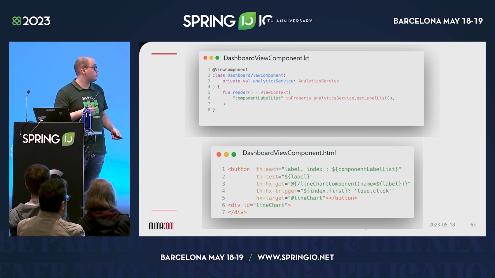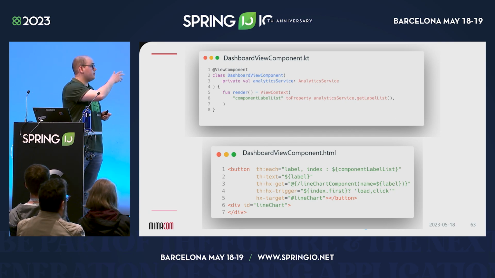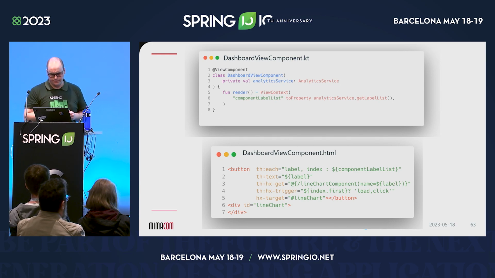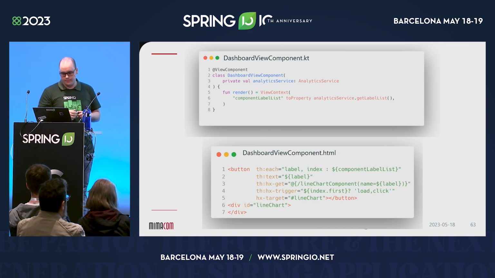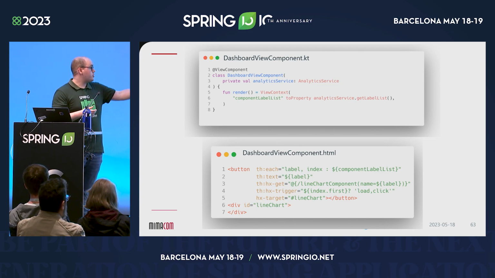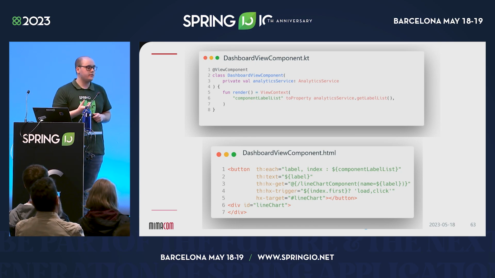Then, with the hx-get attribute, we can create GET requests to our line chart component endpoint. We pass the request parameter name with the variable name. This creates GET requests to this endpoint. To know what HTML should be swapped, we add the hx-target attribute with the line chart ID. We then add an hx-trigger attribute and add it only for the first element, so that the first element loads on page load.